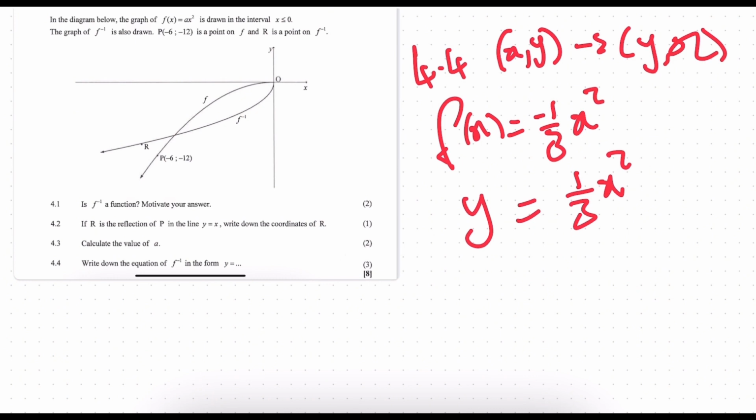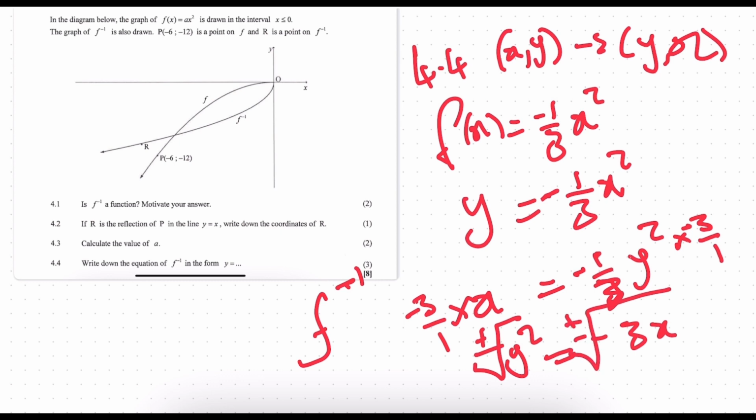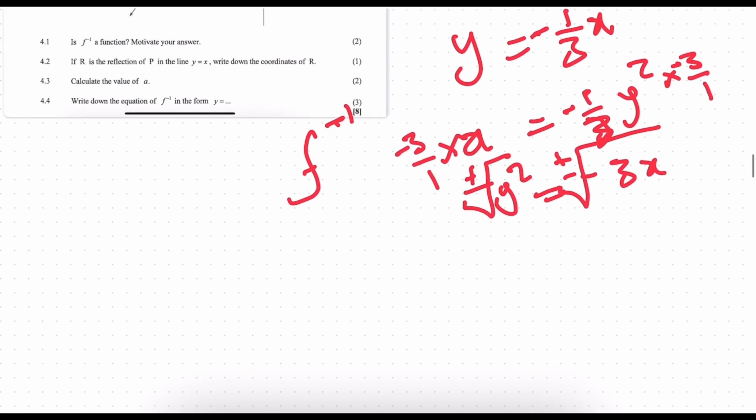That means now your inverse would literally be x = -1/3 y². Then you multiply by 3 on both sides. Then you'd literally have y² = -3x. Then you take a plus or minus square root. Then you literally have y = ± the square root of -3x.